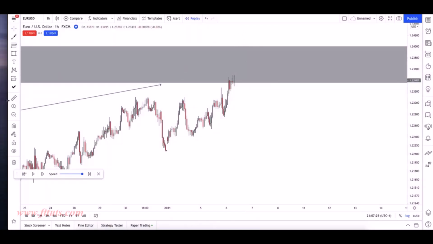we still don't want to enter because our stop loss will be way too huge, right? Now if we look, if we entered, our stop loss would have been 60 pips. We don't want to do that. We want to wait for a lower time frame confirmation entry, right?